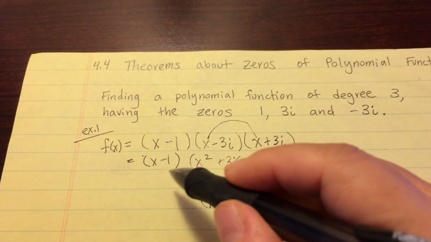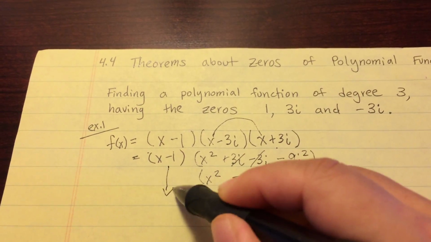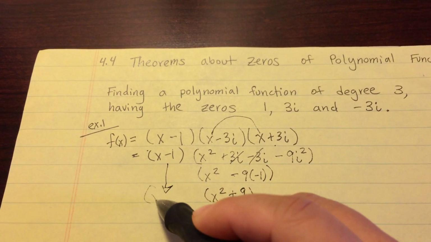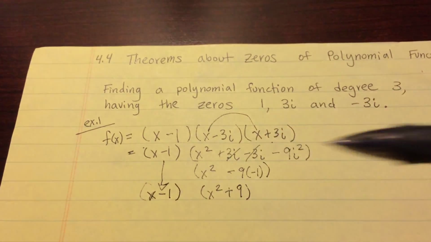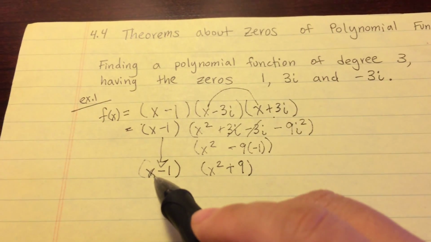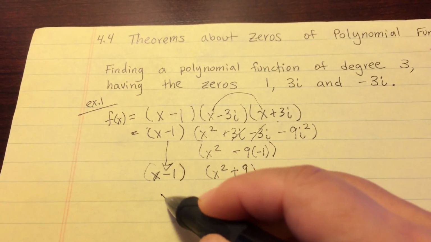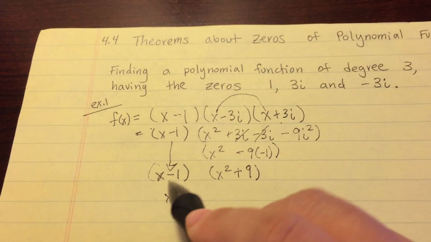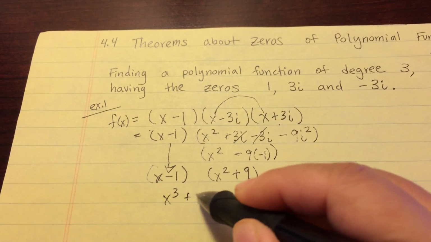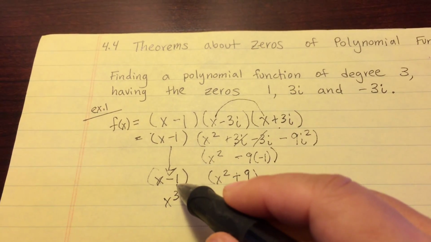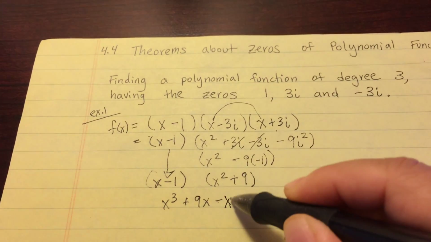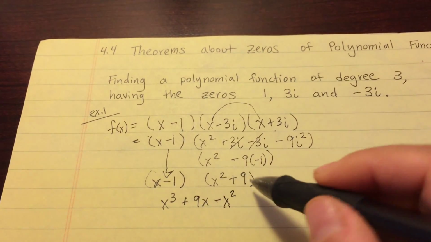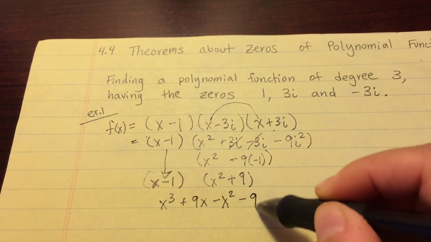So now we bring this down, and we continue on and distribute that with x minus 1. So x times x squared gives us x to the third. x times 9 gives us 9x. Negative 1 times x squared gives us negative x squared. And then negative 1 times positive 9 gives us negative 9.